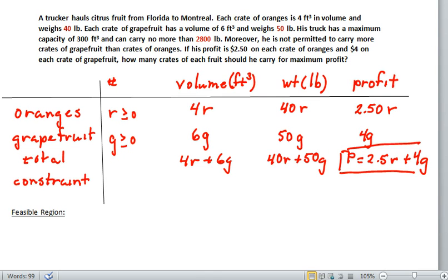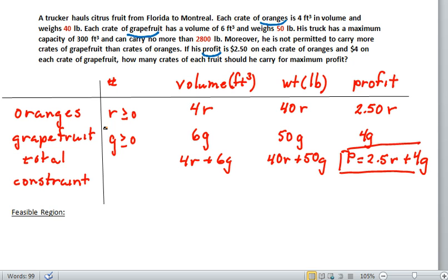This is a shipping problem in which we are shipping oranges and grapefruit in crates with restrictions relative to their volume and weight, and we're going to try and maximize the profit. If we have R crates of oranges and G crates of grapefruit, first of all, by default, we assume both of those are greater than or equal to 0.